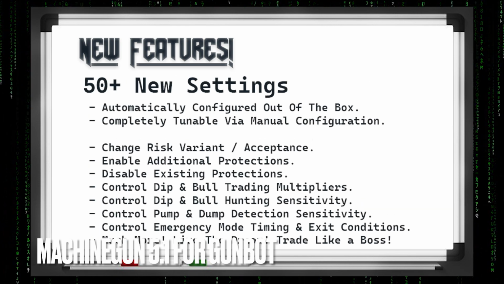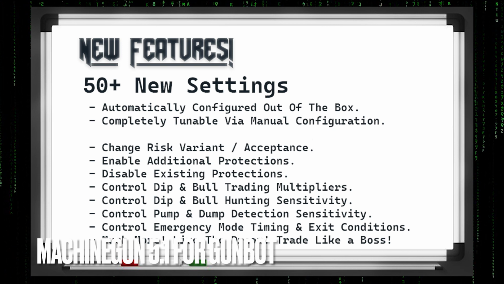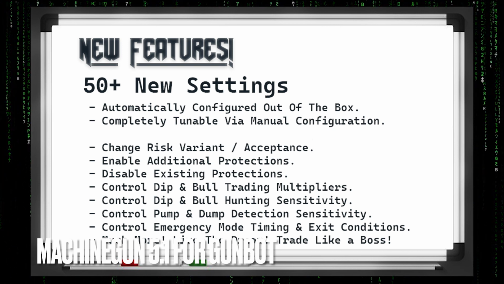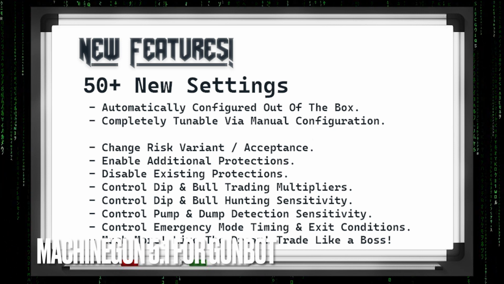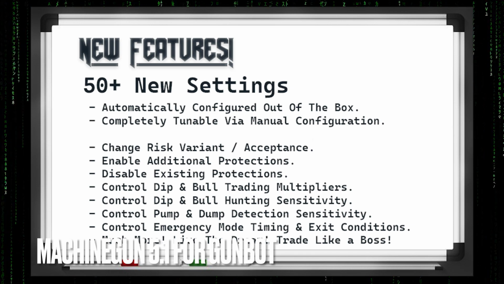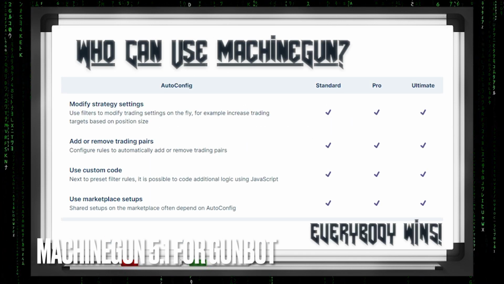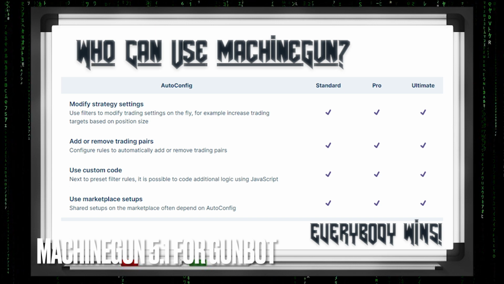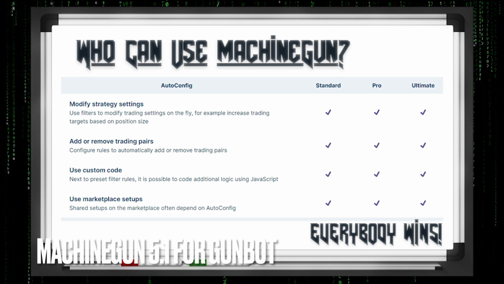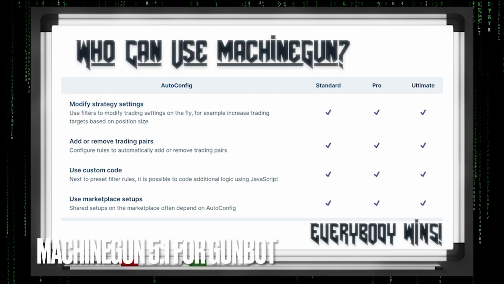Overall, there are over 50 new settings. They're all configured, but if you want to fine-tune this to your needs, we've left everything in so that you can control every bit of MachineGun yourself. So who can use MachineGun? Everybody can. Every license of Gunbot can use an auto config file, and that's what we build on, so everybody wins. Everybody can use MachineGun.